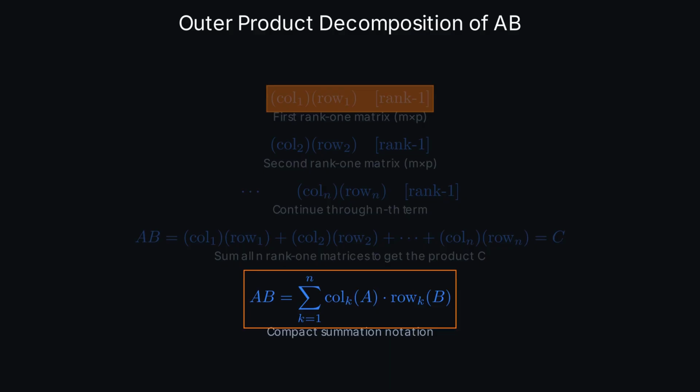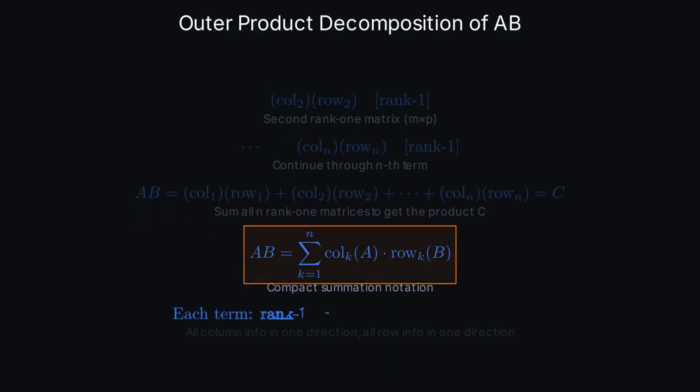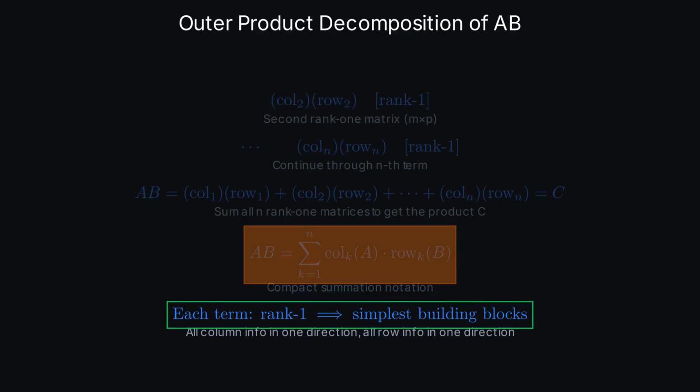Every matrix product decomposes into the simplest possible building blocks. Each term in this sum has rank 1. All of its column information lies along a single direction, and all of its row information lies along a single direction. And these rank 1 pieces stack and combine to form the full product.